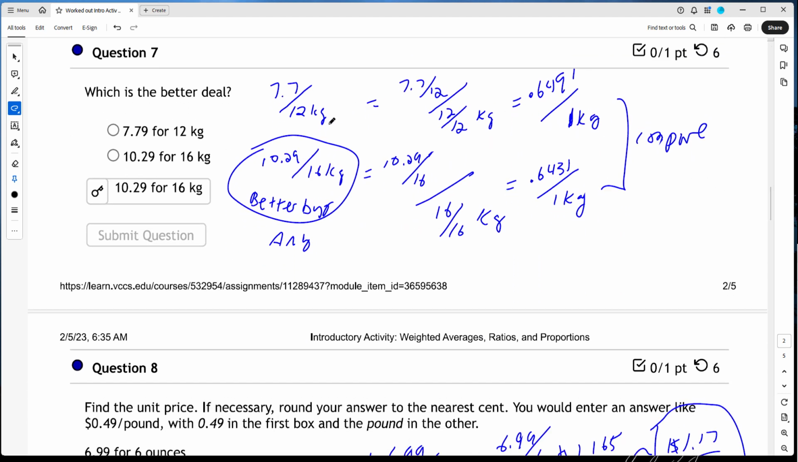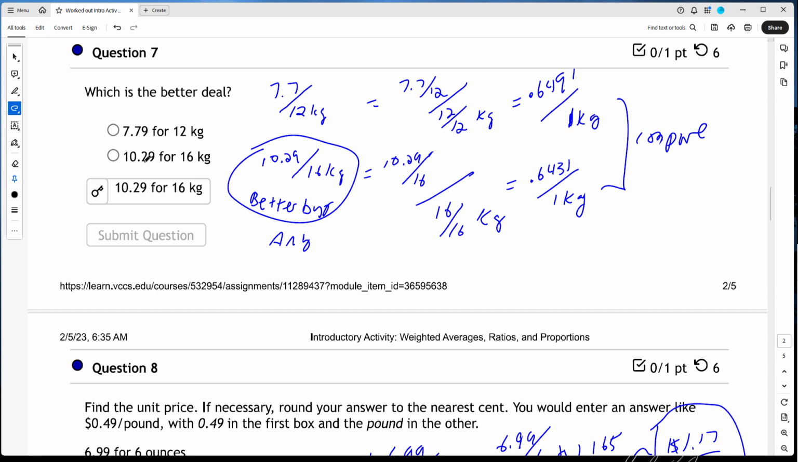Which is a better deal? We have to find the unit price. So I have $7.79 for 12 kilograms or $10.29 for 16 kilograms. So I want to find the unit price for the first one. I divide the numerator and denominator by 12. Okay, and it gives me that number there, 0.64 per 1 kilogram.